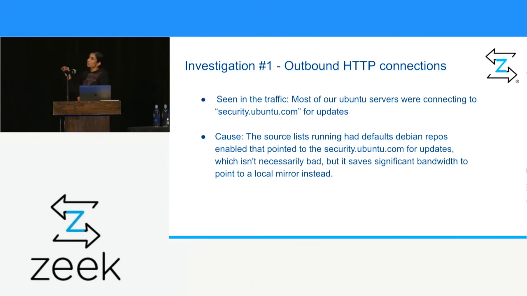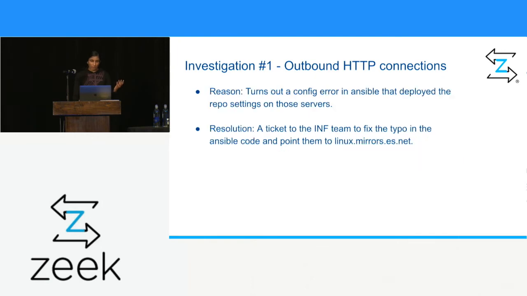The cause was that when we looked into a couple of server configurations, they were using the default Debian repo. They were not getting the custom updates from our engineers, where they should actually point to linux-mirror.es.net. And why was that happening? Pretty easy: there was an Ansible script error. There was a misconfiguration in the Ansible script that was pushing out that update to our servers, and it was not even getting run at all on our servers. That's why the servers were just taking the default Debian repo that was configured when they were brought up, and that's why they were using all those canonical names to reach out to Ubuntu server for updates.